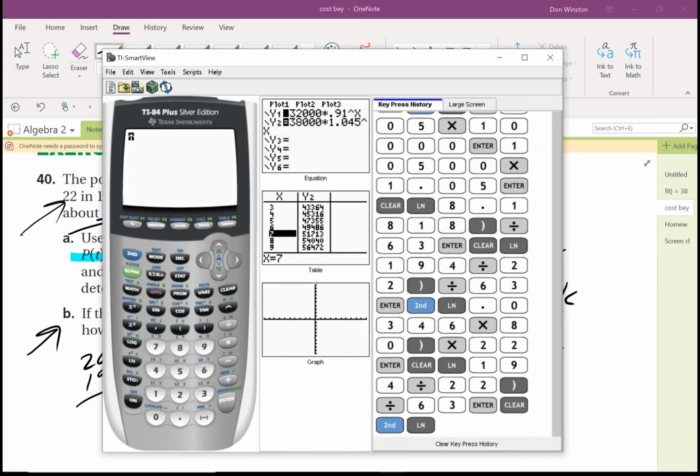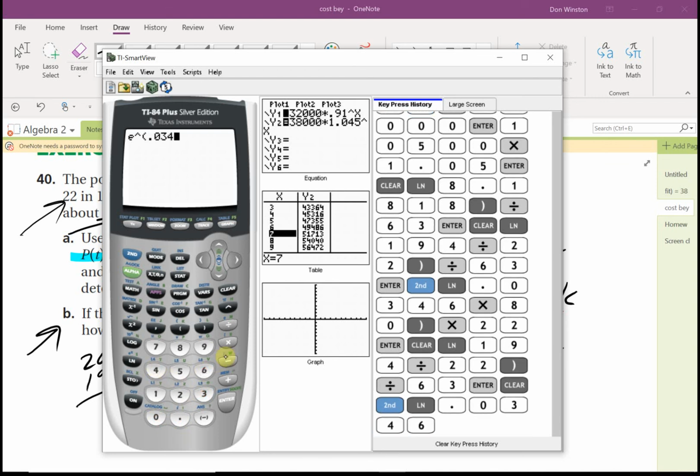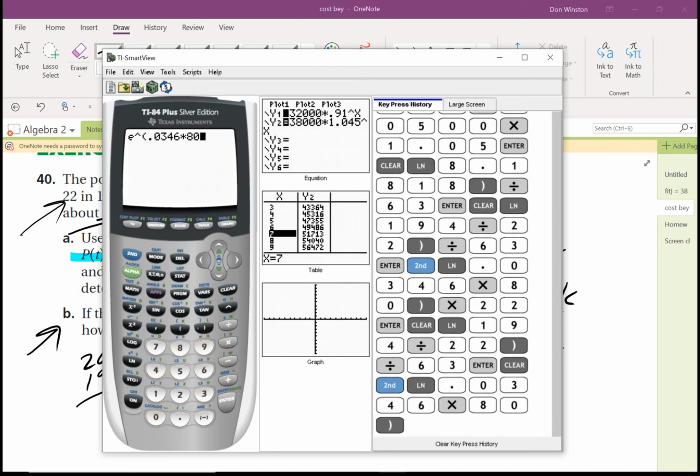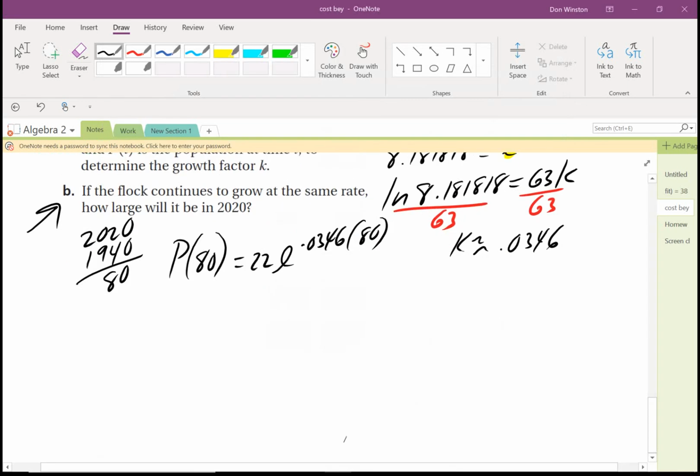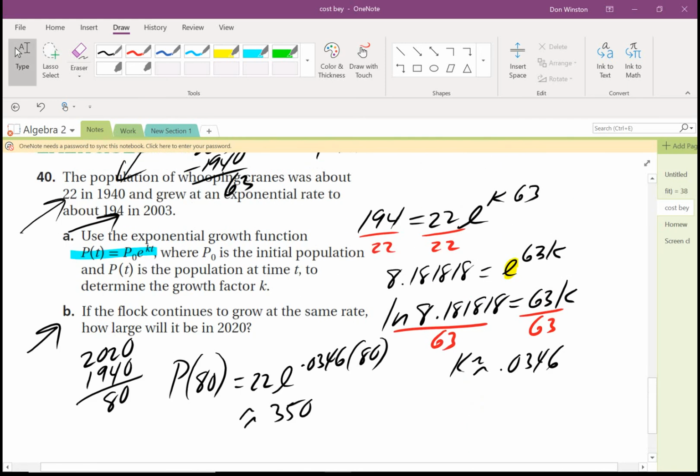So e raised to 0.0346 times 80, times 22, and that will give me 350. So this would be approximately 350 whooping cranes. Okay, so that concludes the first part of the review, and then I'll post the second part here in just a second.